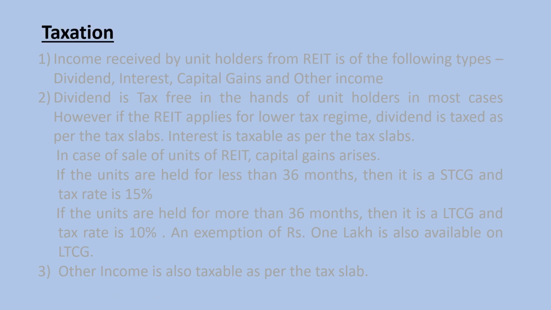Now let us see taxation from the point of view of unit holders or the investors. The income received by unit holders from REIT is of the following types: dividend, interest, capital gains, and other income. Now whenever a REIT distributes cash flows to the investor, it generally gives the breakup of these components. That is, how much is the dividend, how much is the interest, what is the capital gains, and what is the breakup of other income.